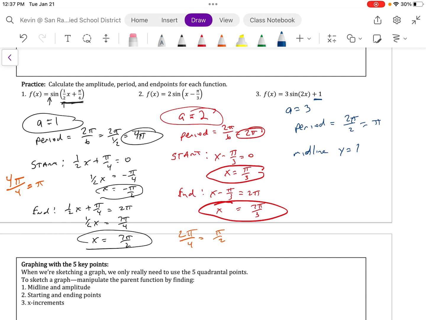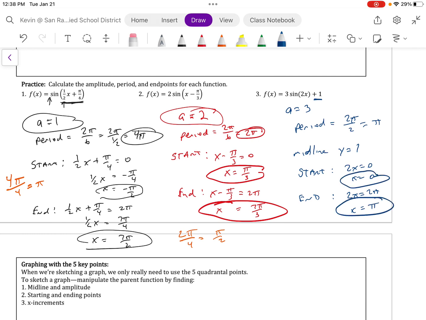So for the previous two, we would have just been going along the x-axis, but in this case, we've shifted up to 1. But it didn't ask us for that, so I'm not going to go back. And then our start is going to be 2x equals 0, so x equals 0. And then our end is going to be 2x equals 2 pi, so x equals pi.